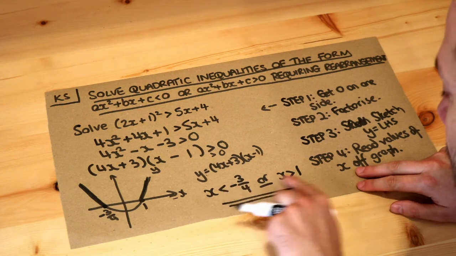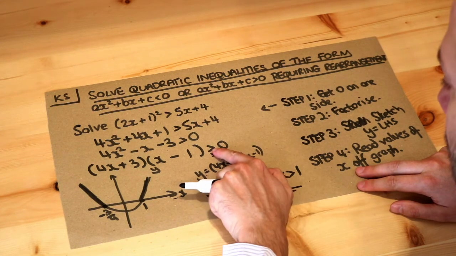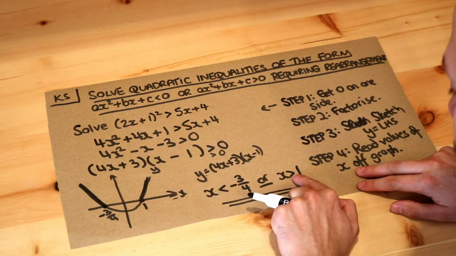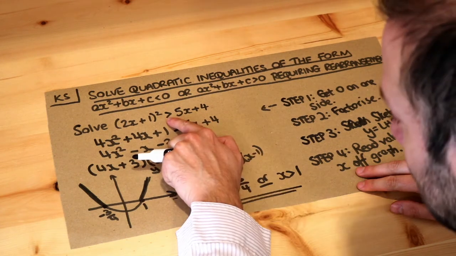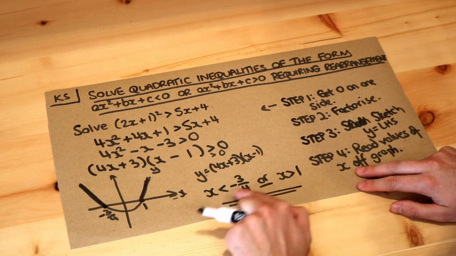Remember that this inequality here has to be consistent with whatever you used here. So if this is greater than, this should be greater than and less than. If this was greater than or equal to, that should be greater than or equal to, less than or equal to.